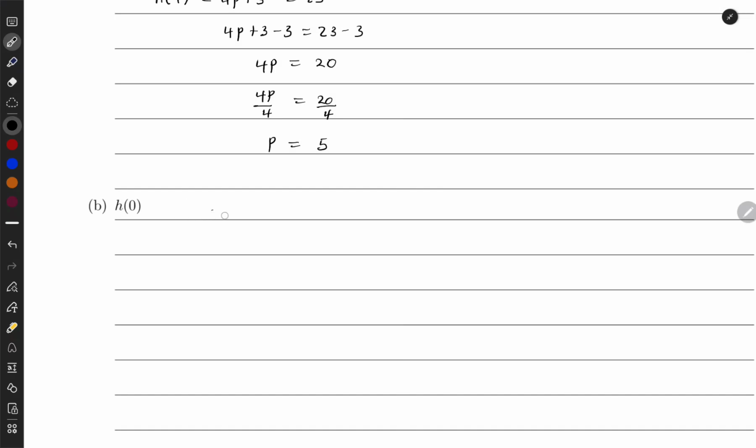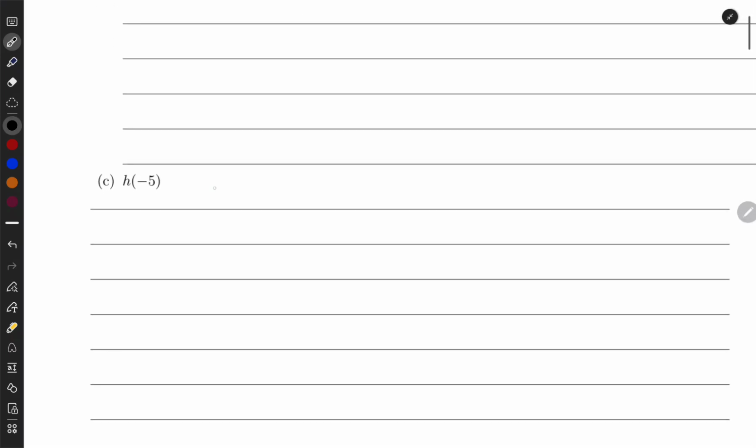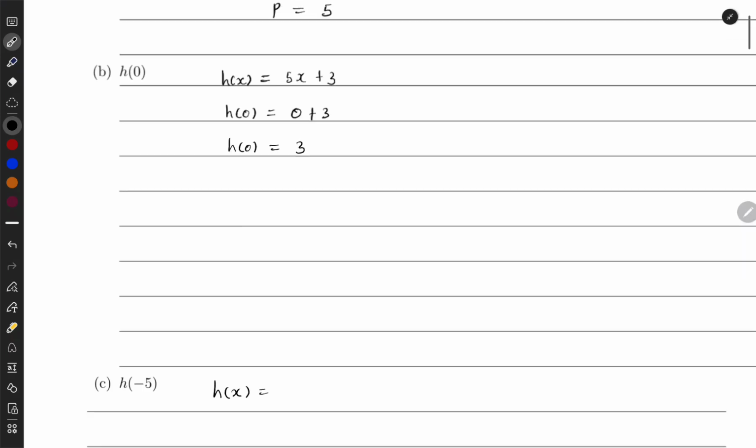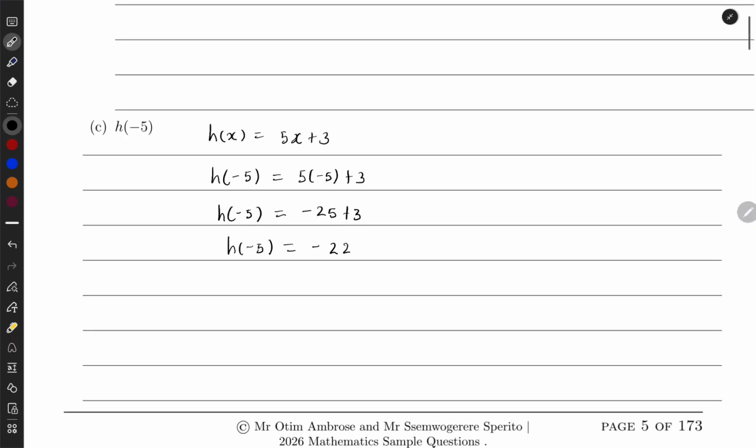So since my p is that, I can rewrite our function for part b. Now the h(x) I'm using, h(x) equals 5x plus 3. So therefore I can find my h(0), which is 0 plus 3. So therefore my h(0) is 3. So we can move to our part c. We know that my h(x) equals now 5x plus 3. Here we're just substituting. Where you see x, you put minus 5. So 5 into minus 5 plus 3. Therefore my h(-5) is equal to minus 25 plus 3. So therefore this is equal to minus 22. Yes, something like that.